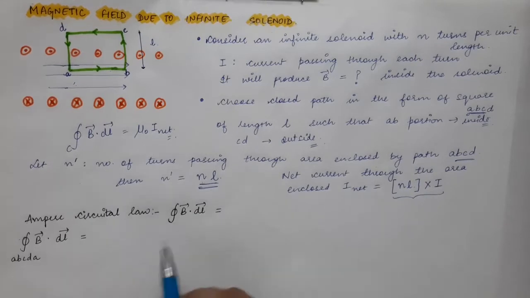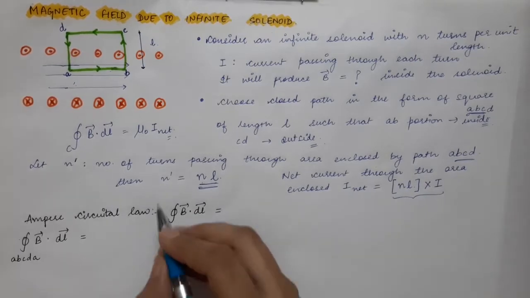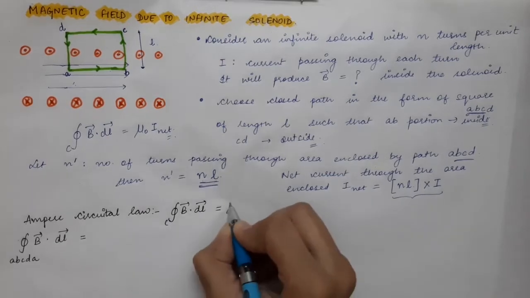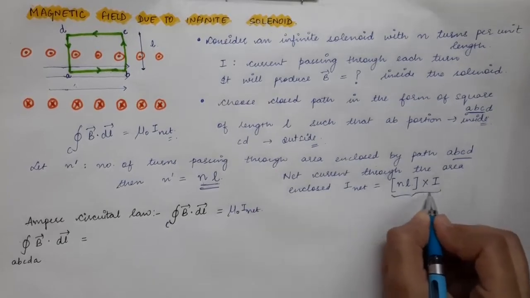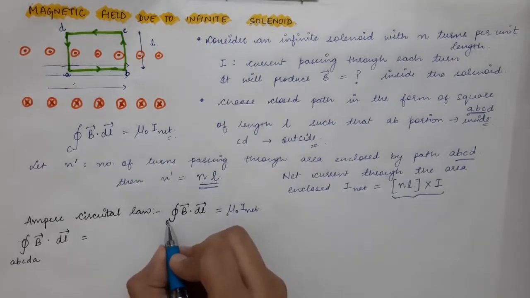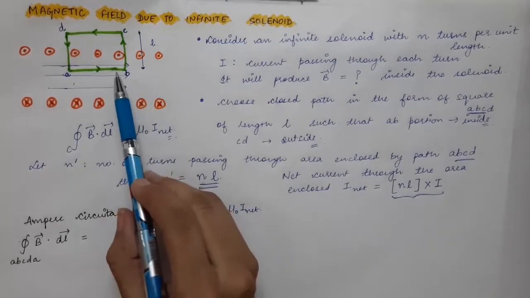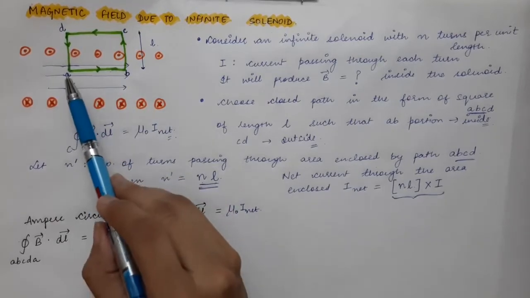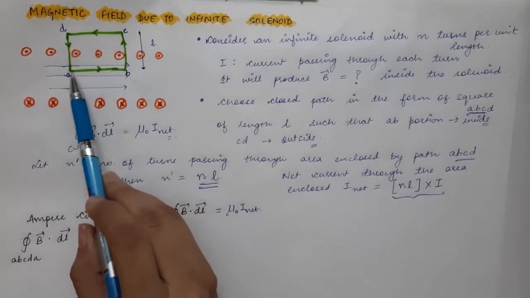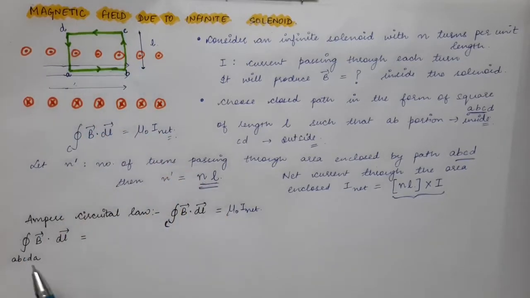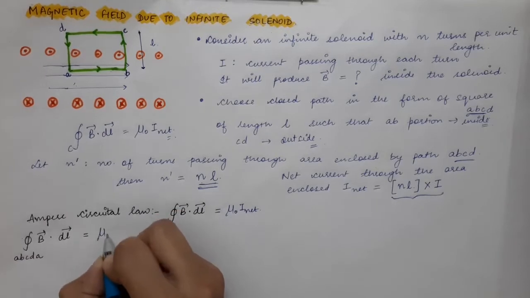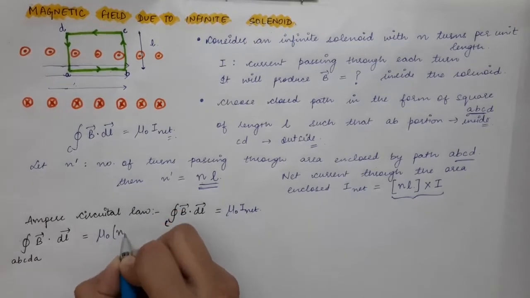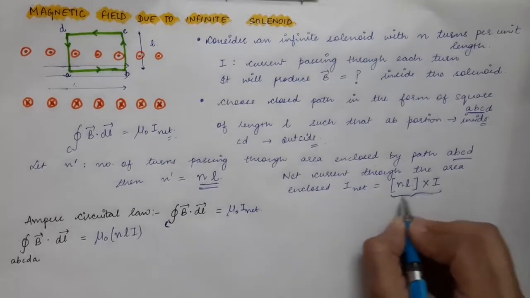So Ampere's circuital law states that the line integral of magnetic field over a closed path is given by mu naught times the net amount of current. And over here the net amount of current is given by this expression. In this particular diagram, what is the closed path? This closed path is nothing but A, B, C, D, A. So the line integral of magnetic field over this closed path A, B, C, D, A will be equal to mu naught times the current enclosed, which is N into L into I.